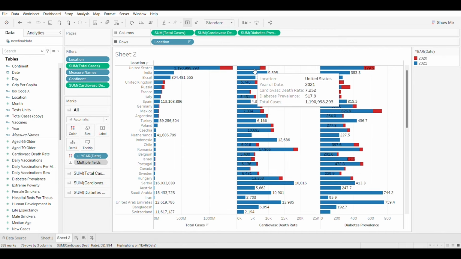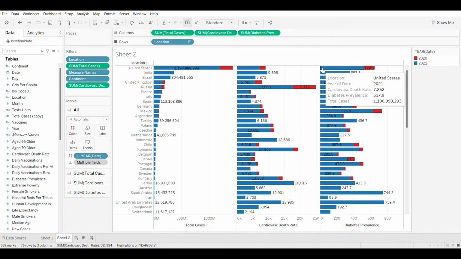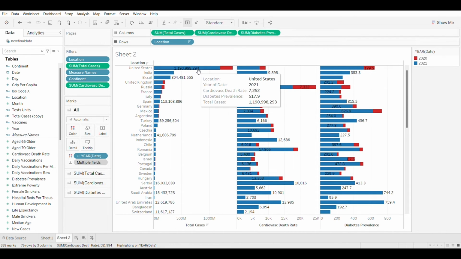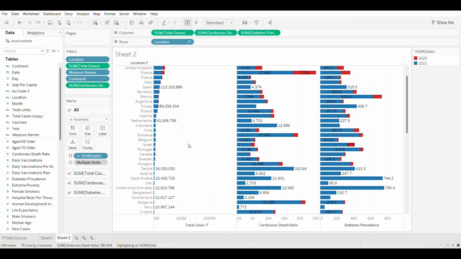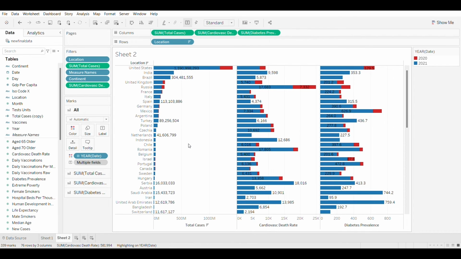In the United States, you can see the cardiovascular death rate was 7,252 in 2021. Also in 2020, the cardiovascular death rate was 1,813. So when you place the cursor, it shows you the total number of cases along with the cardiovascular death rate and the diabetic prevalence rate in 2021 and 2022 individually. I have used the horizontal bar for these. I have filtered some data and also used different colors to indicate the two different years.